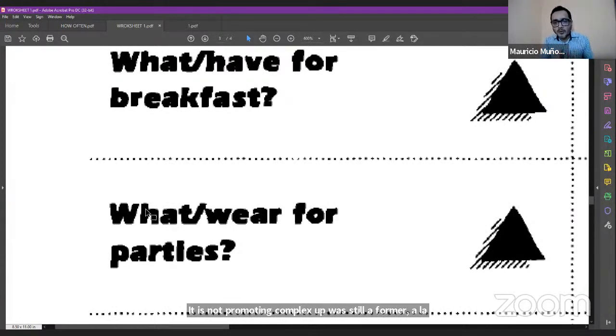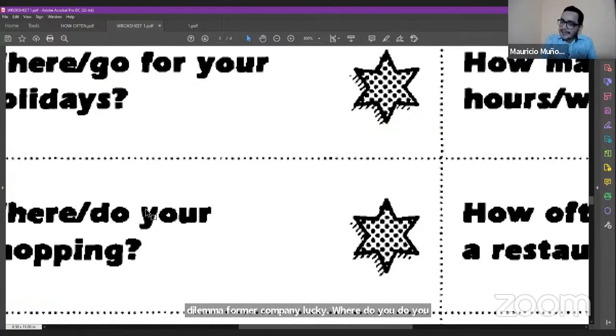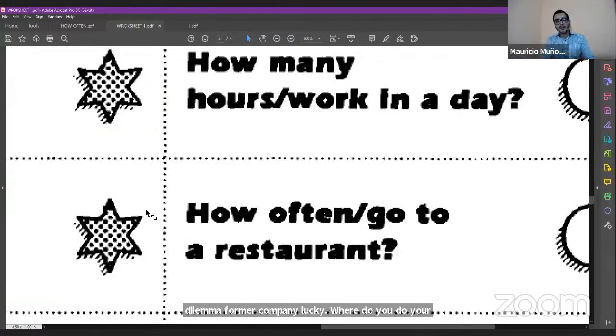What do you wear for parties? Where do you do your shopping? In the same way, the other question. How often do you go to a restaurant? You see?